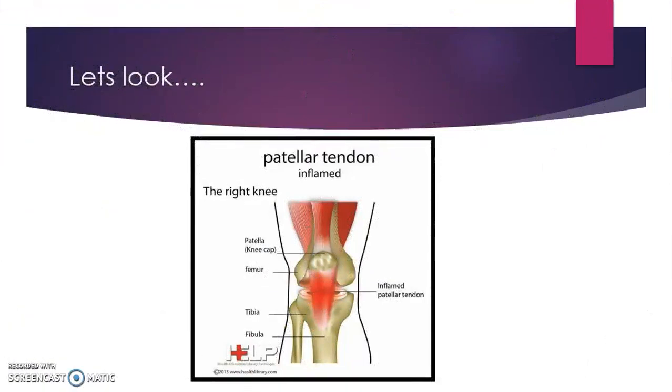So let's have a look. You can see here in the red, that is the inflamed patellar tendon, and this is your quadriceps joining at the top here, and this is your patella, the kneecap. You can see that it's just below, attaching to your main shin bone.